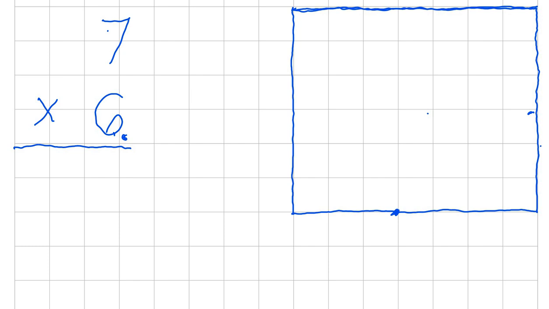So this example is a little trickier. We have 7 times 6. And as before, we could draw a rectangle, a 7 times 6 rectangle, and count all the squares and get the answer. But that will take too long.